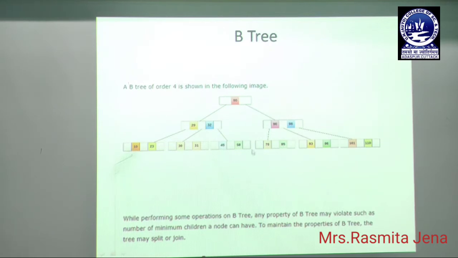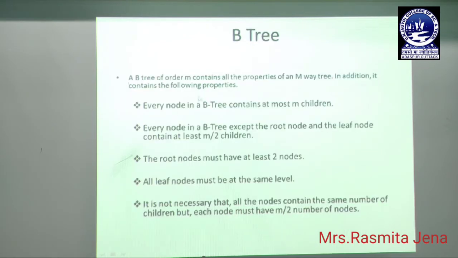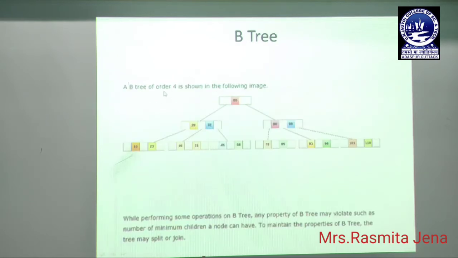In the following image, according to our points, the first point says every node in a B tree contains at most m children. As it is of order 4, every node contains a maximum of 4 children. You can see all the nodes. The root node contains only 1 key value, the 2 internal nodes contain 2 key values, and the leaf nodes contain 2 key values. No node in this B tree contains more than m, that is, more than 4. So the first condition is satisfied.